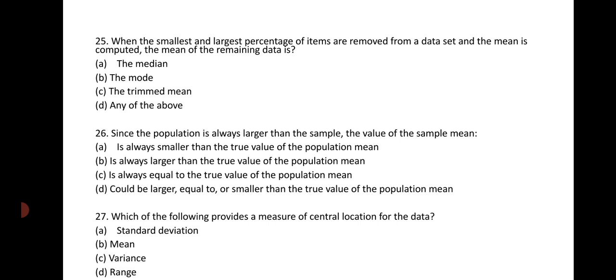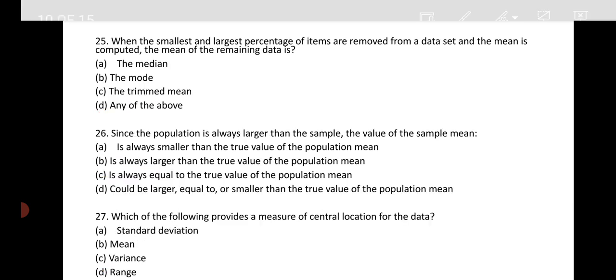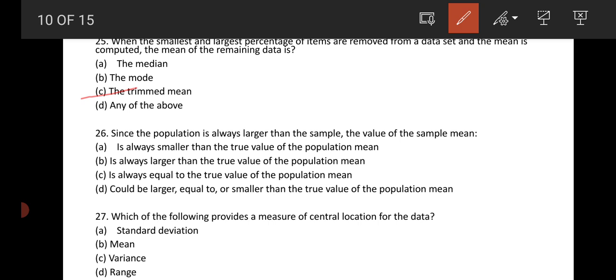Next question: when the smallest and largest percentages of items are removed from a data set and the mean is computed, the mean of the remaining data is known as the trimmed mean. Option C: since the population is always larger than the sample, the sample mean, as I said earlier, could be larger than, equal to, or smaller than the true value of the population. So the answer is D.